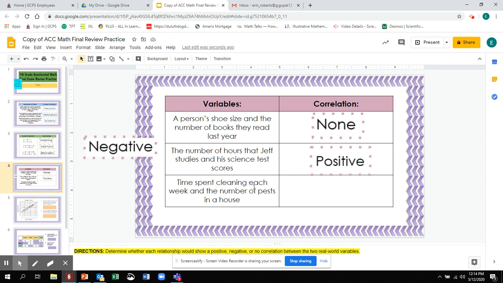Finally, time spent cleaning each week and the number of pests in a house. So I would say, as time spent cleaning increases, what happens to the number of pests in a house? Well, probably if we spend more time cleaning, the number of pests in the house are actually going to decrease or get lower. So because one of these variables is increasing while the other is decreasing, we would say that this has a negative correlation.